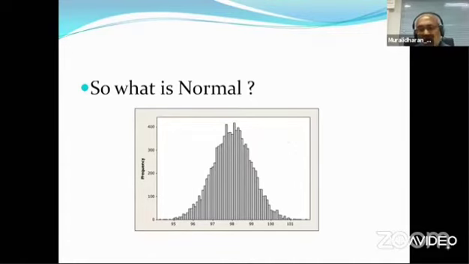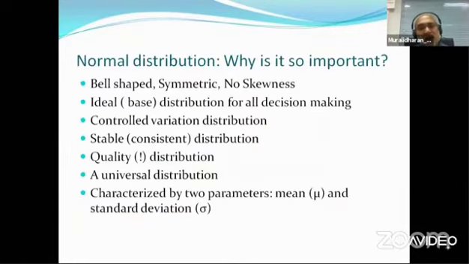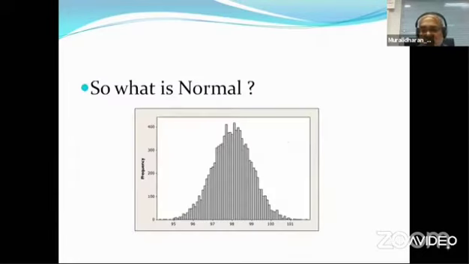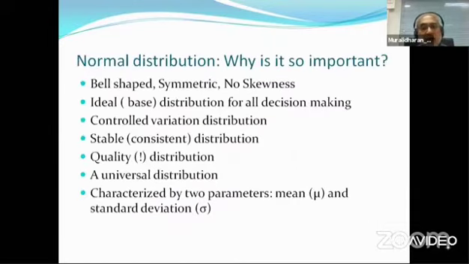So why is it so important then? It is bell shaped, as you can see from the graph. It is bell shaped, symmetric about the mean. You can see in the middle. It's considered to be an ideal distribution for all decision making. That is very important. It's a very important sentence.